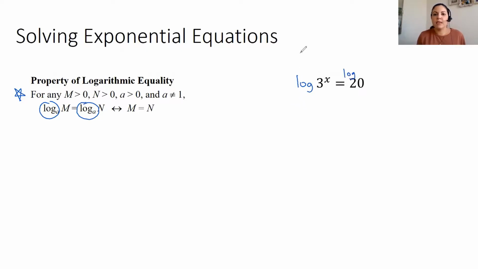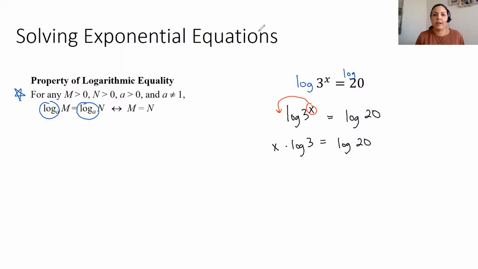And what that means is that we now have log of 3 to the x equals log of 20. By doing this, we can apply the properties of logarithms to move this exponent. Now that we have the log of something raised to a power, we can use the product rule to take that exponent and move it to the front of our logarithm. So this becomes x times log 3 equals log 20.